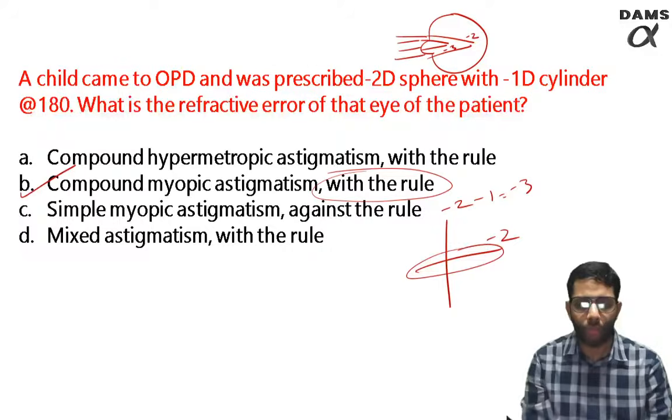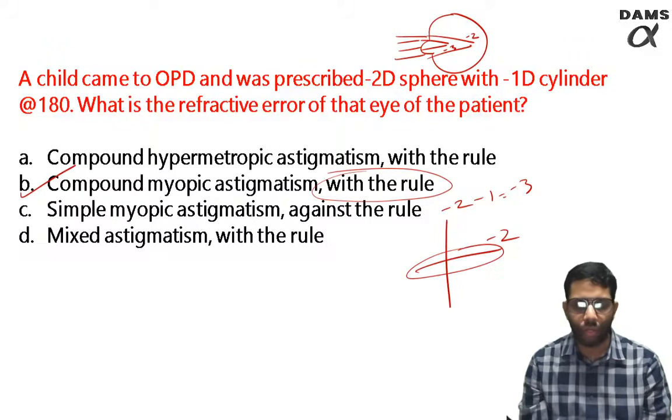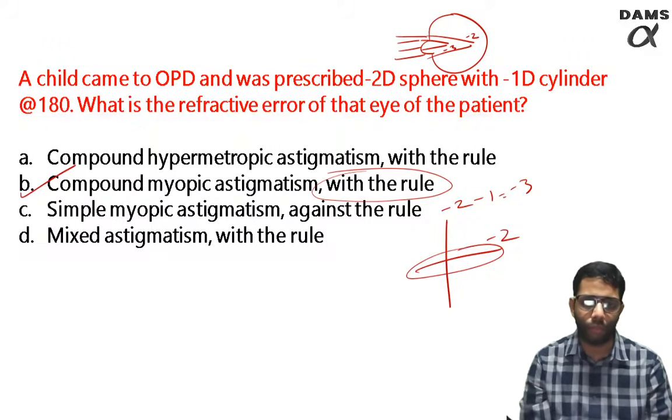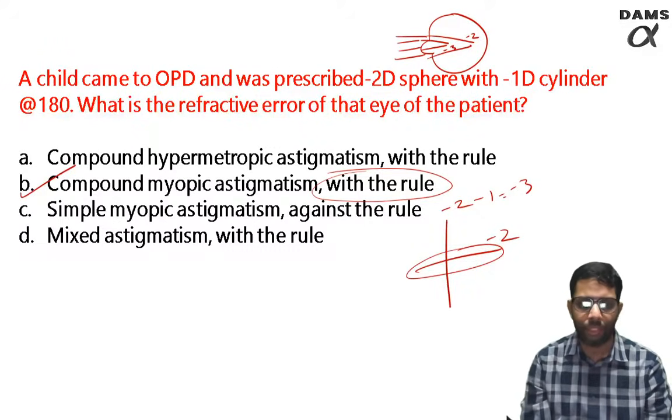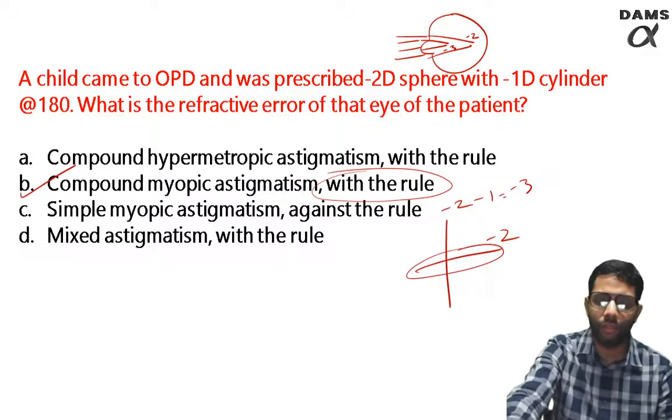Alright, how many questions have you got correct out of 15? Yeah, horizontal steeper is against the rule, vertical steeper with the rule. How many questions have you got correct out of 15? And if you want to know some other topics, I have 5-10 minutes more in my session. Let me know.